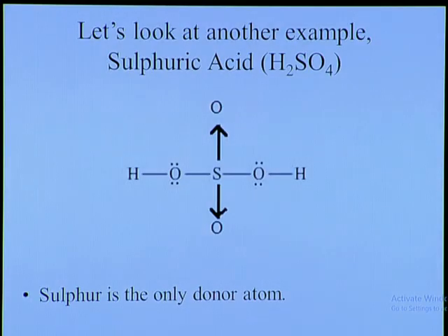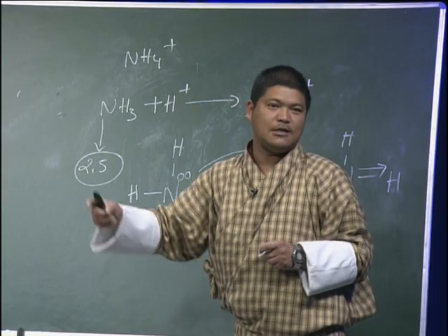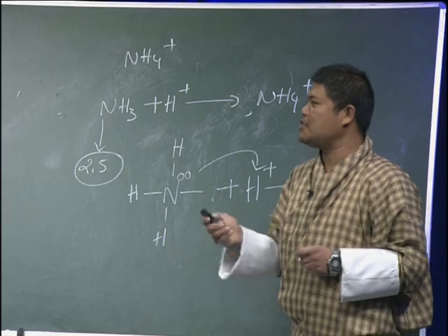Now let us look at another example, the formation of sulfuric acid, H2SO4. Here the donor atom is only sulfur. Sulfur is donating the lone pair of electrons to 2 oxygen atoms forming H2SO4. So this also illustrates the formation of a coordinate bond.